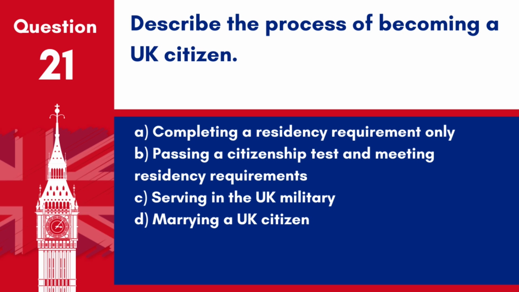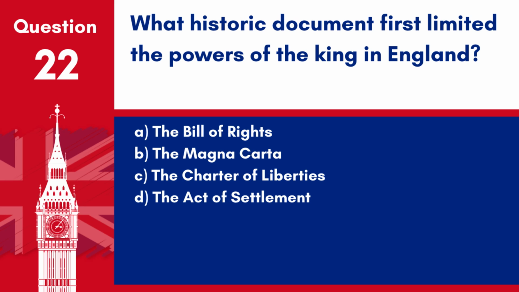Answer: B. Passing a citizenship test and meeting residency requirements. To become a UK citizen, one must typically pass the Life in the UK test and meet certain residency requirements. Question 22. What historic document first limited the powers of the King in England? A. The Bill of Rights. B. The Magna Carta. C. The Charter of Liberties. D. The Act of Settlement.